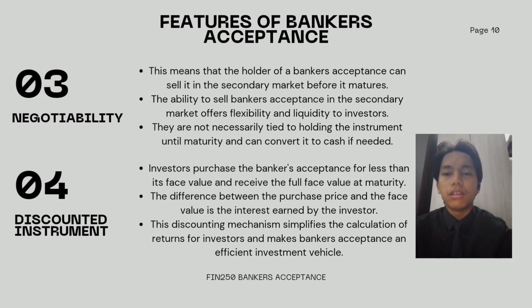The last one is discounted instrument. Investors purchase the banker's acceptance for less than its face value and receive the full face value at maturity. The difference between the purchase price and the face value is the interest earned by the investor. This discounting mechanism simplifies the calculation of returns for investors and makes bankers' acceptance an efficient investment vehicle.